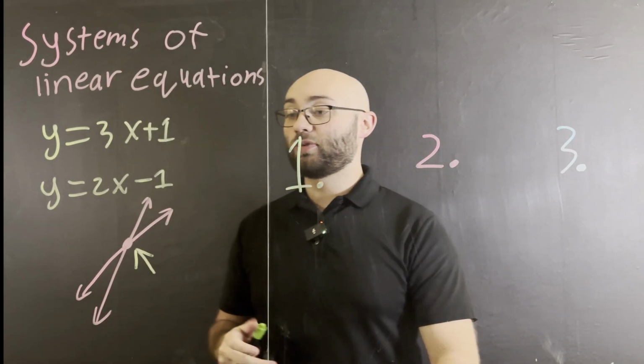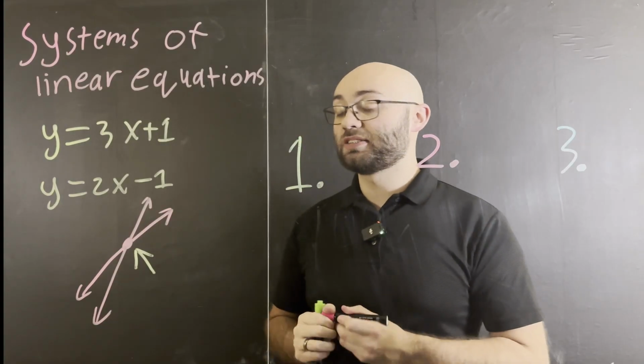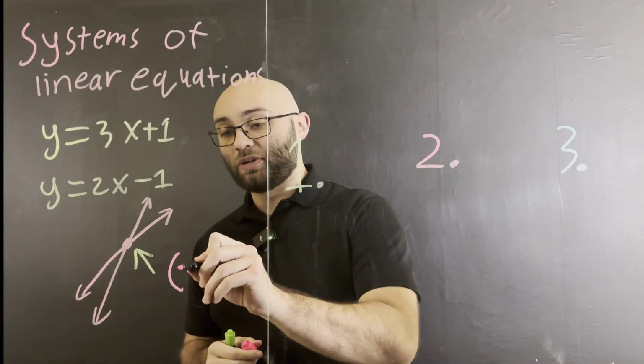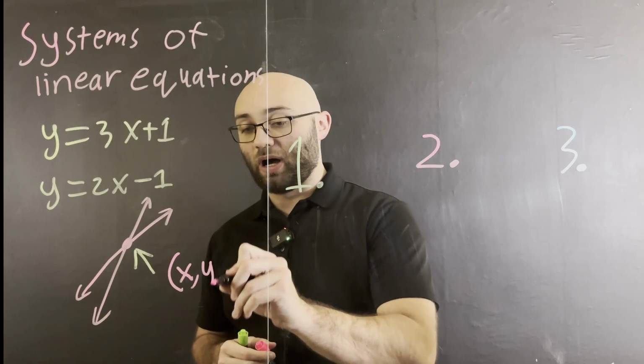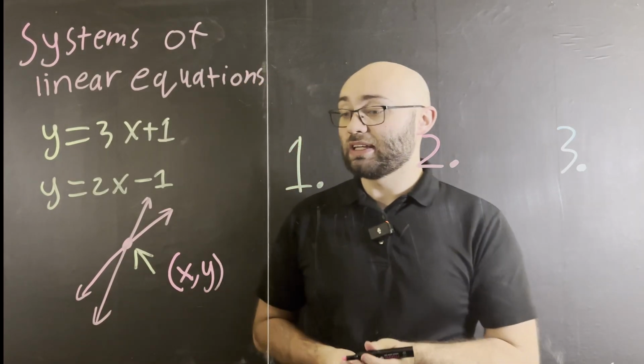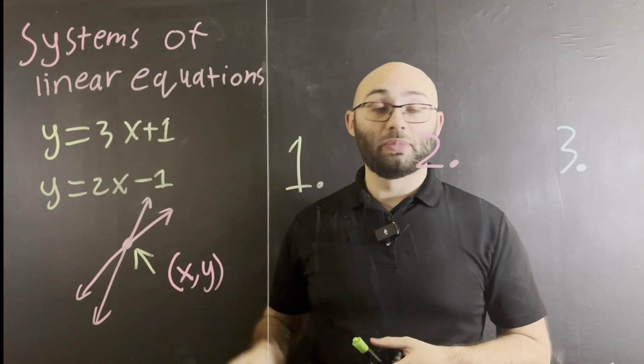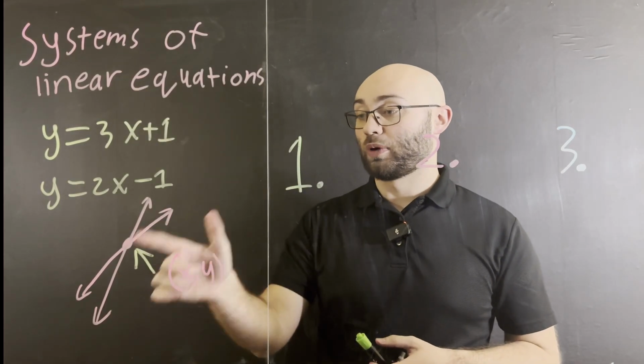And since we're solving for where two lines cross, it's important to note that our answers are always going to be written as x comma y. And we need to find the x and the y for this system of linear equations where they cross.